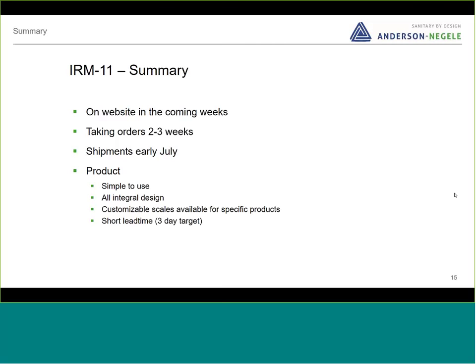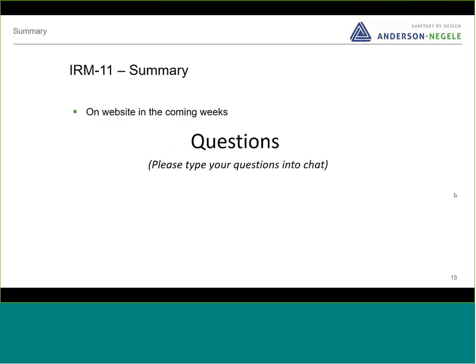And then lastly, short lead time, 3-day target. So in small quantities, 1, 2 devices, and standard scales such as refractive index or Brix, we can deliver in 3 days. That's our target. And with that, I'm going to open up to questions.